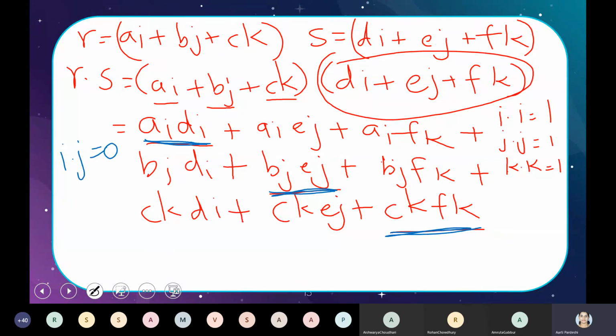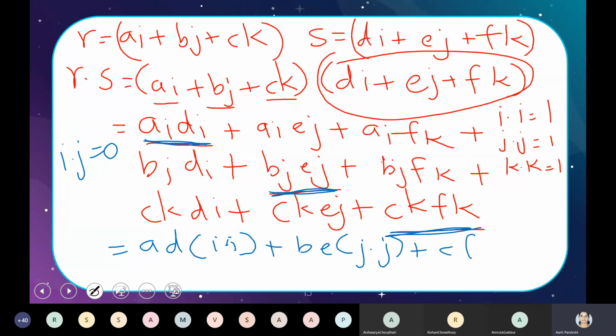How is it 0? Use the same dot product formula. Okay, let me first write only these terms. It is AD, I into I. Then next is BE, J into J. And the last one is CF, K into K. And all these, I into I, J into J and K into K, are 1. So you will get AD plus BE plus CF.